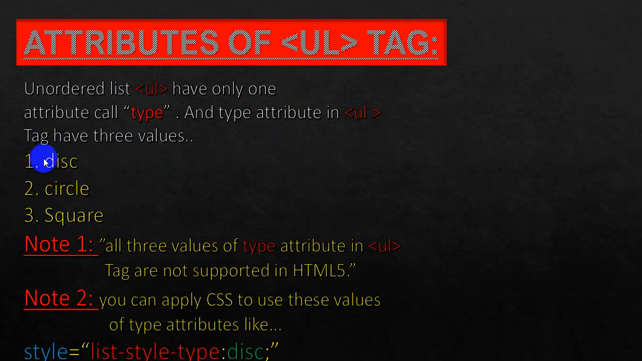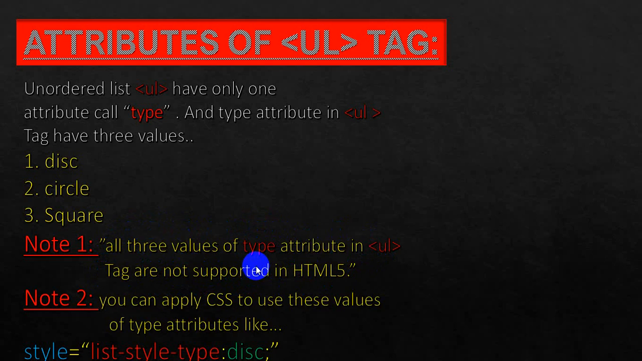These are 3 values. And in your syllabus, students, please pay attention. It is very important what I am talking about. Try to understand this sentence: type is the only attribute supported in the UL tag, and type has 3 values: one is disk, one is circle and one is square. But according to our updated syllabus, these values are not supported in HTML5. Please make this note. All 3 values of the type attribute in UL tags are not supported in HTML5. This sentence is given in your textbook.